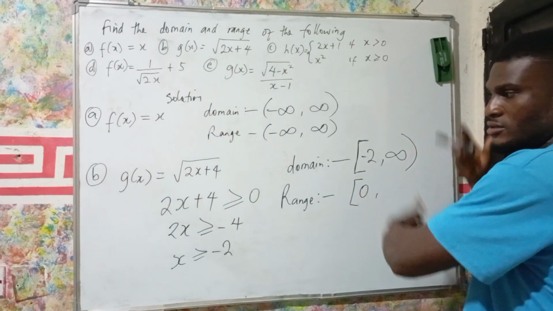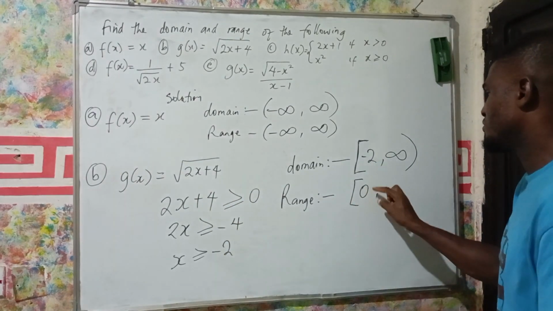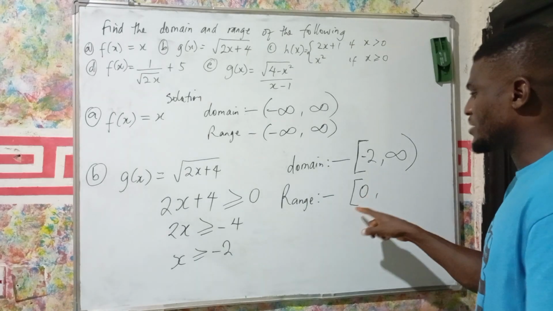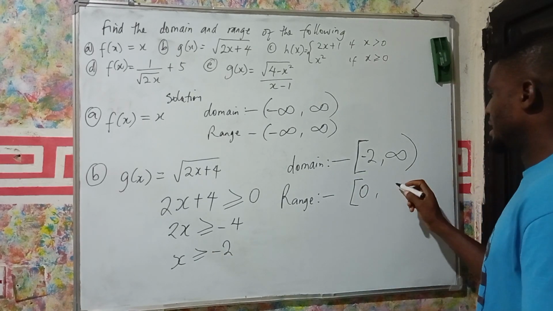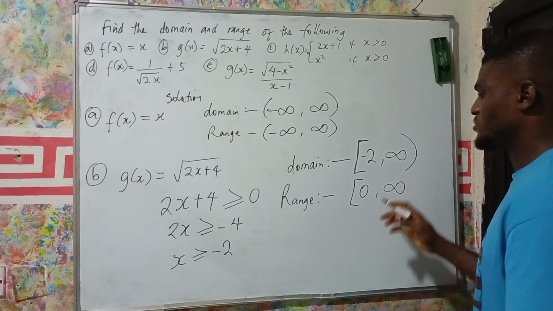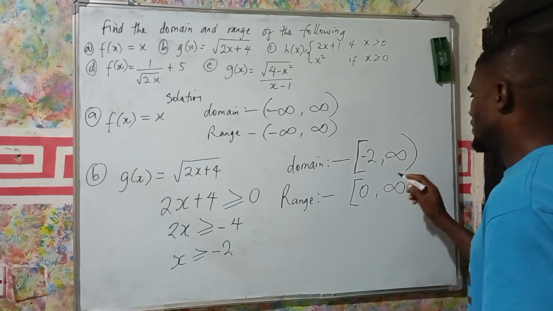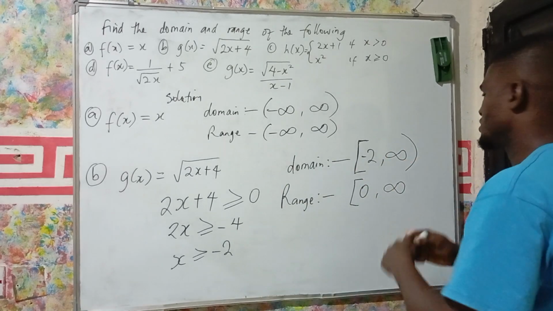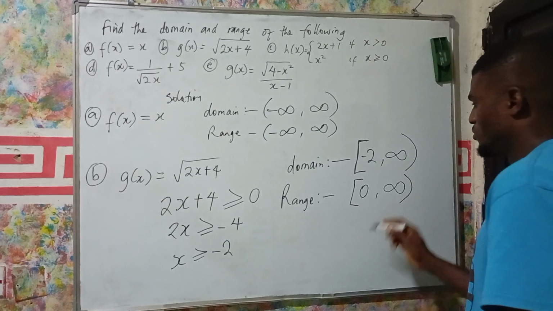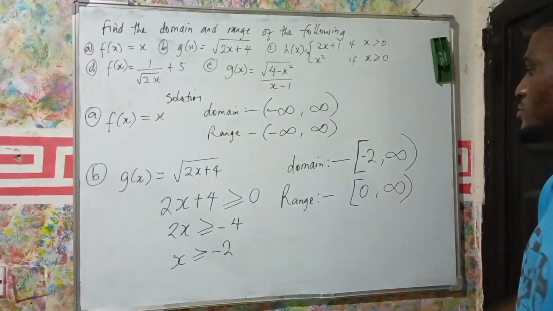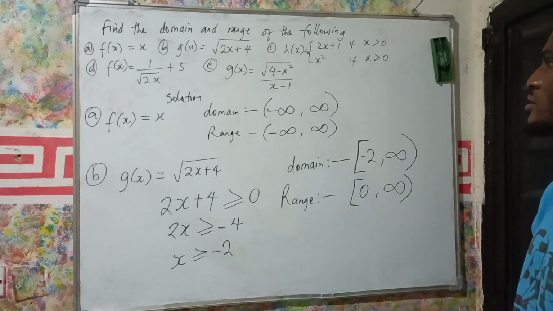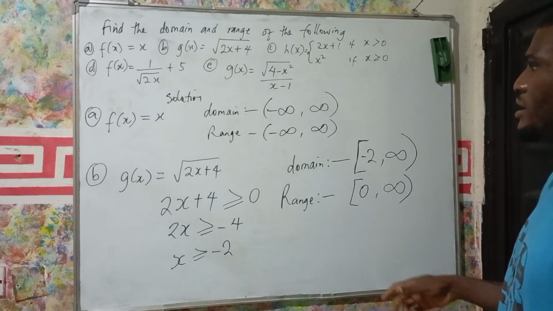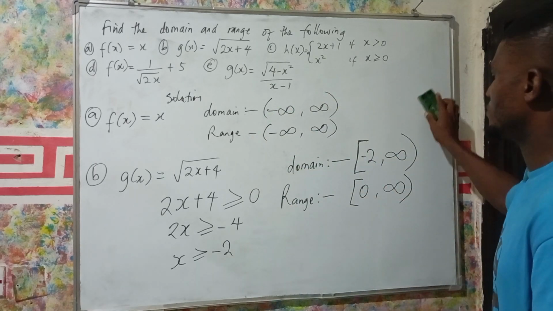The value is increasing. So the value will be increasing from 0, where 0 is inclusive because of this equal to, and then it will also be going towards infinity because it's increasing. So values that are increasing is moving towards infinity. Alright, and then you put your moon bracket. So these are the set of ranges that we can have from this set of equation. Alright, so let's check out the third one.